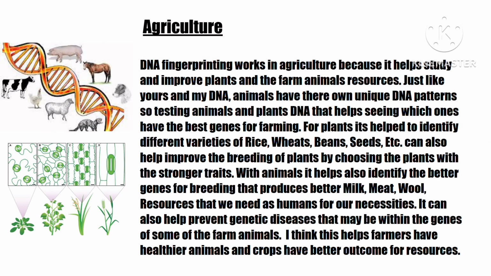Agriculture. DNA fingerprinting works in agriculture because it helps study and improve plants and farm animals' resources. Just like yours and my own DNA, animals have their own unique DNA patterns, so testing animals and plants helps see which ones have the best genes for farming. For plants, it's helped to identify different varieties of rice, wheat, beans, seeds, etc. It can also help improve the breeding of plants by choosing the plants with the stronger traits. With animals, it also helps identify the better genes for breeding that produce better milk, meat, wood, wool, etc. Just the resources that we need as humans for our necessities.